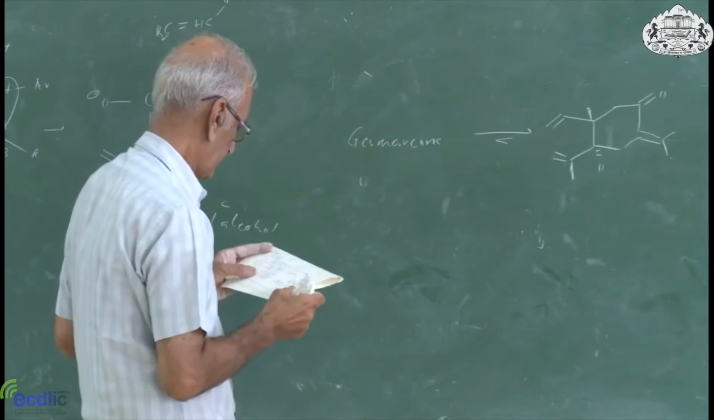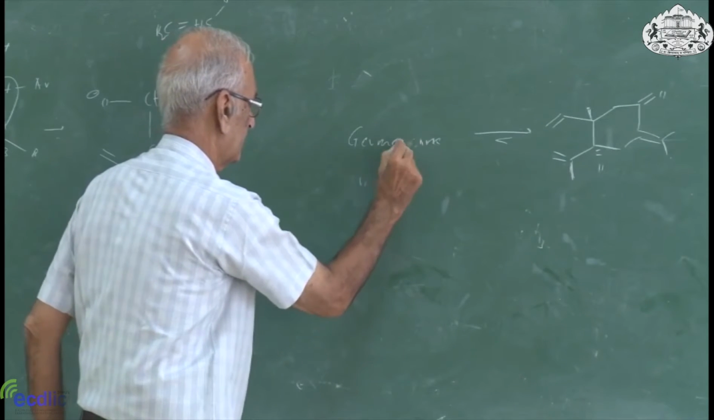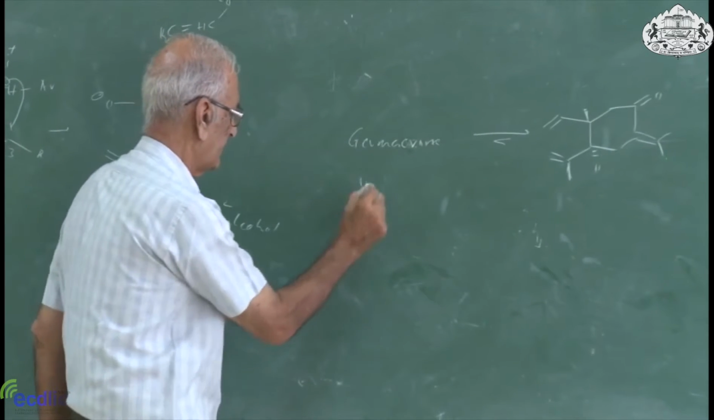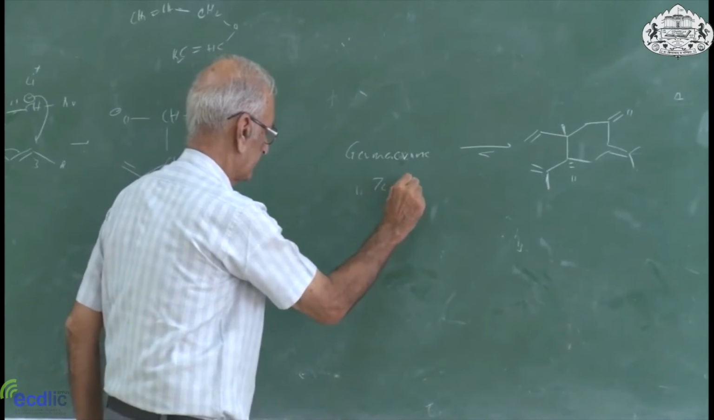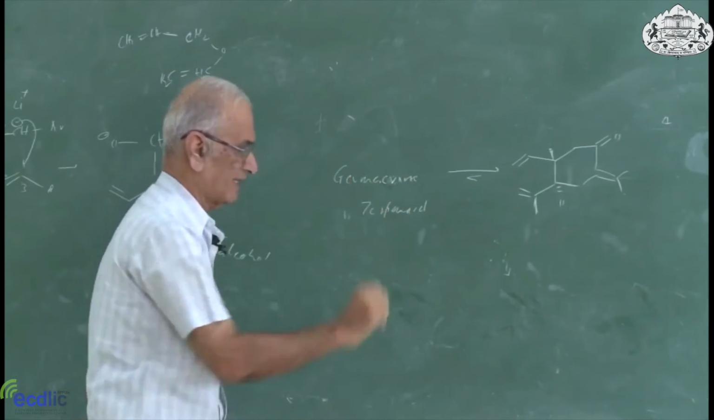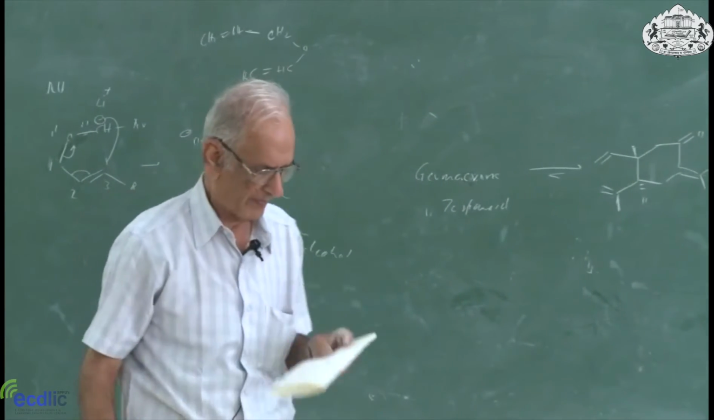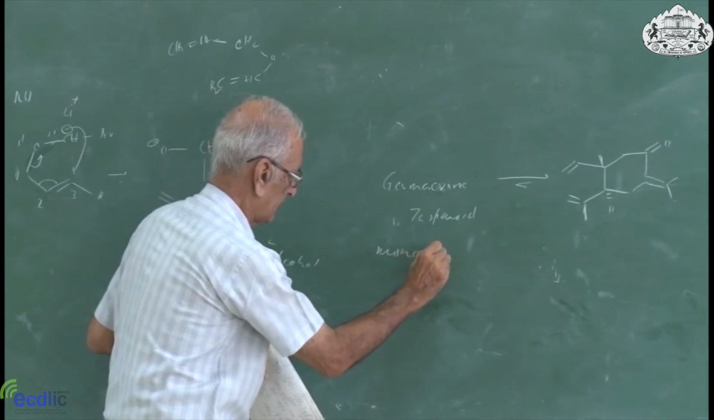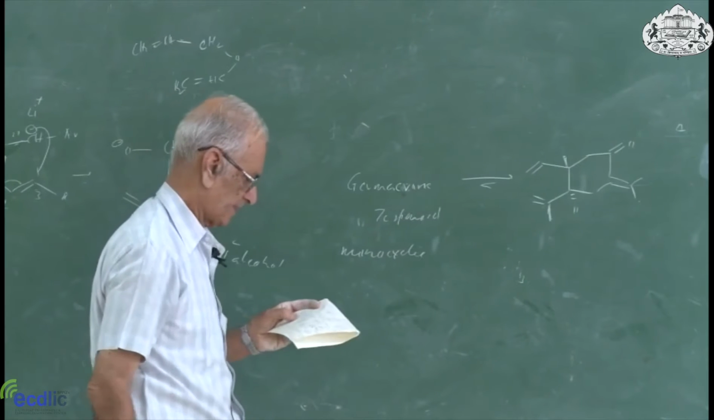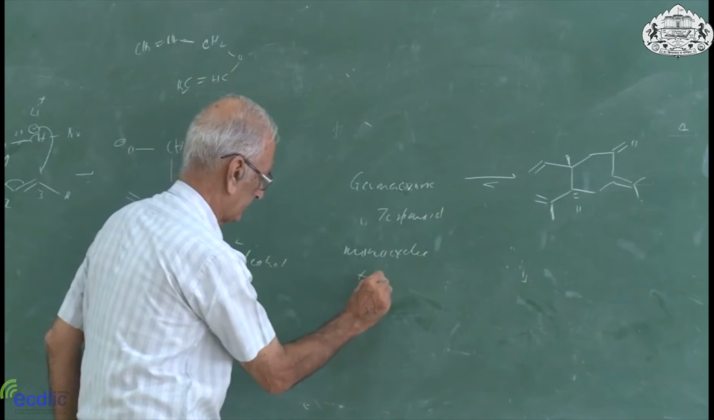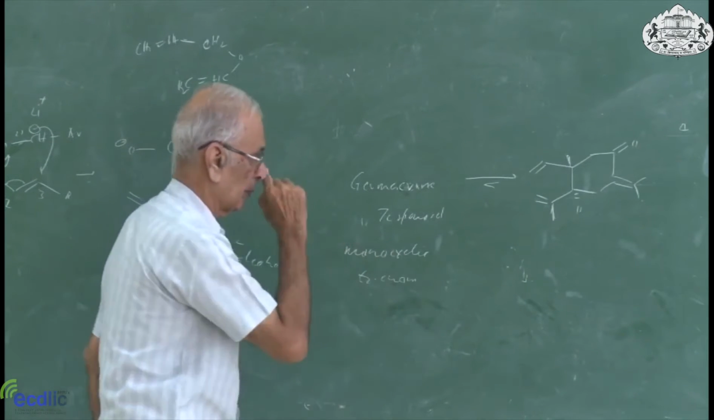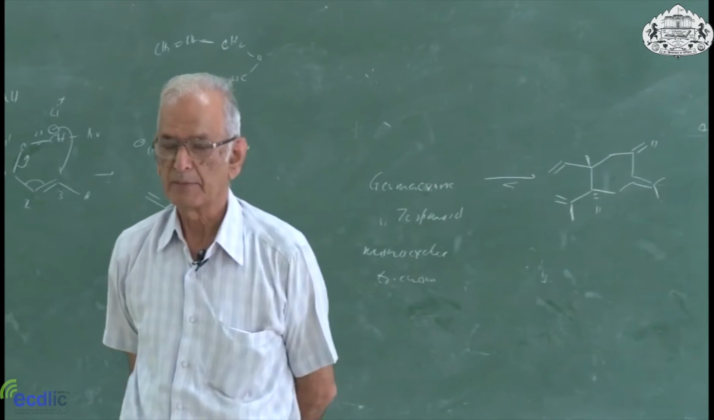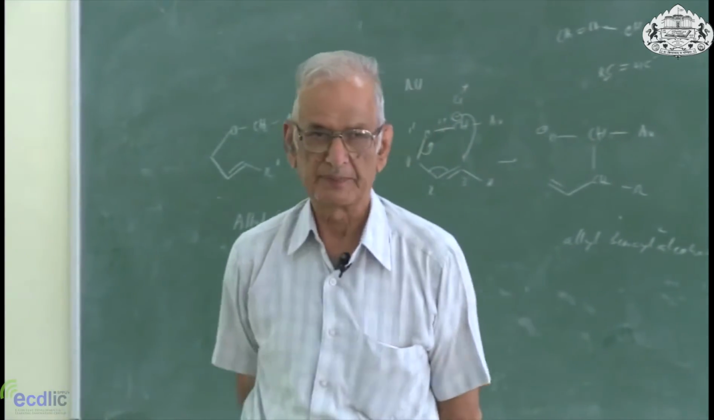Germacrone, sorry. All right. So, this is a terpenoid compound. Next semester you will hear more about this. Okay. So, monocyclic trienone. Your starting material is monocyclic trienone.